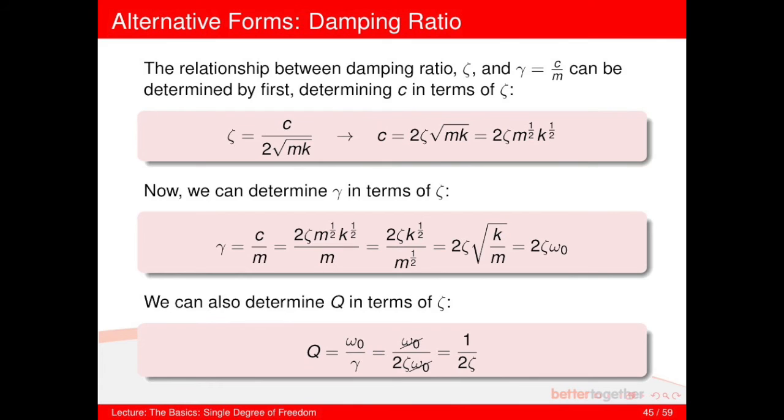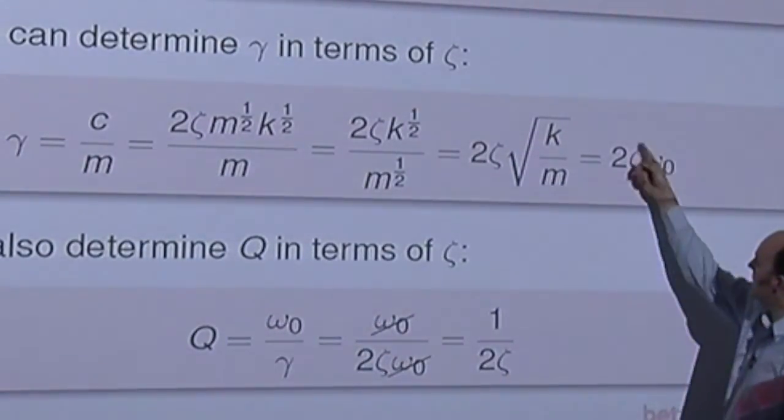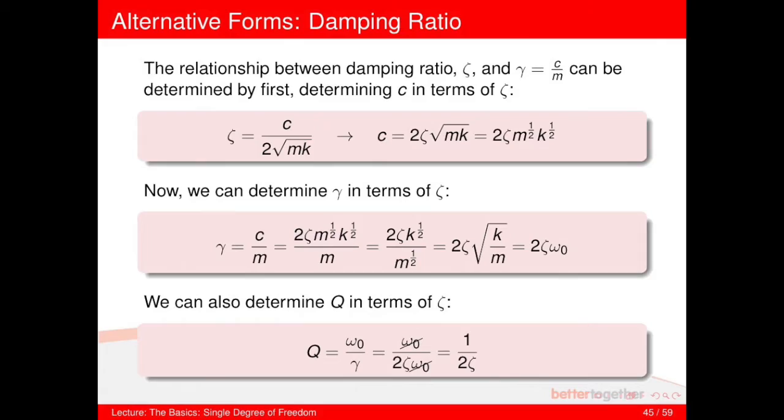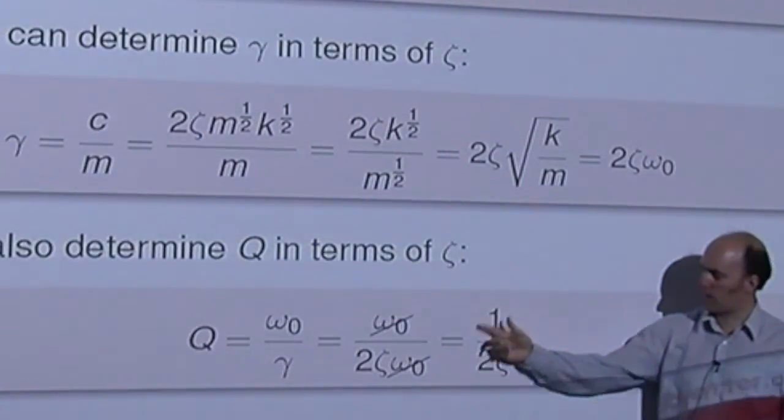Again, we know Q we defined last week as omega naught divided by gamma. Again, knowing gamma is C upon m, you can plug in the same sort of stuff. Well, in fact, you can just plug this into here. The omega naughts cancel, and you end up with 1 upon 2 zeta. So again, if zeta is high, if you've got a high damping, then Q is correspondingly low. And obviously, if zeta is low, then you've got a correspondingly high Q. So if you want to relate Q and damping ratio, then this is the equation to use.